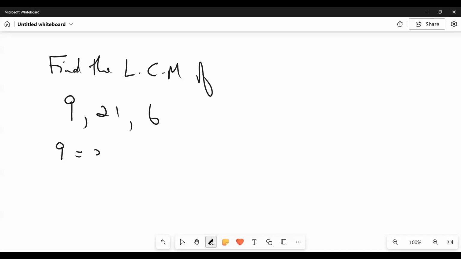9 is equals to 3 by 3. 21 is going to be what? 3 by 7. And 6 is going to be 2 by 3. Good.